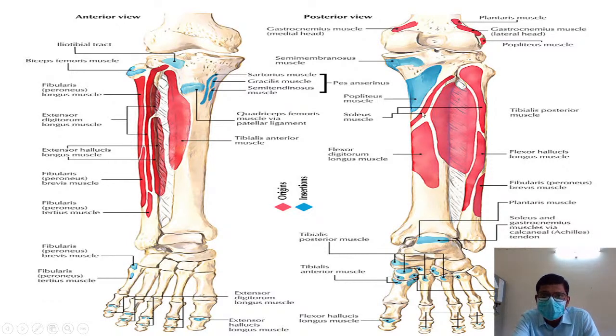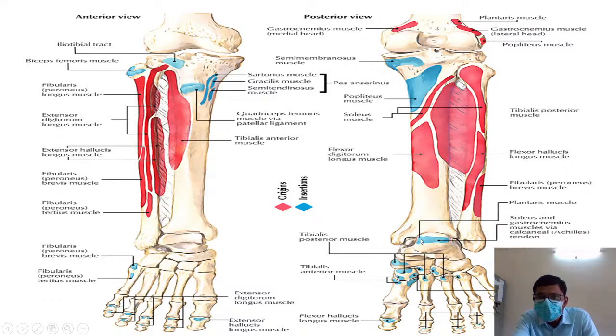And just below the popliteus muscle, you can see the soleus muscle and also the tibialis posterior muscle here. And now you can see the origins of a few other muscles, the flexor digitorum longus muscle over the tibia, and also the flexor hallucis longus muscle over the fibula region. And also in the lower one third of the fibula, you can see the origin of the peroneus brevis muscle.